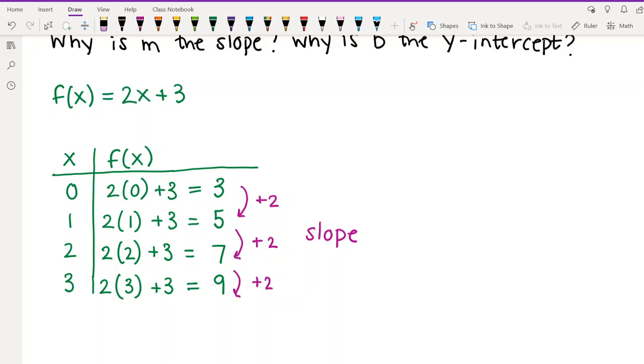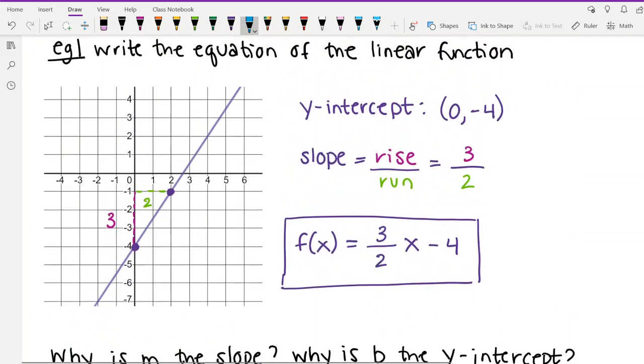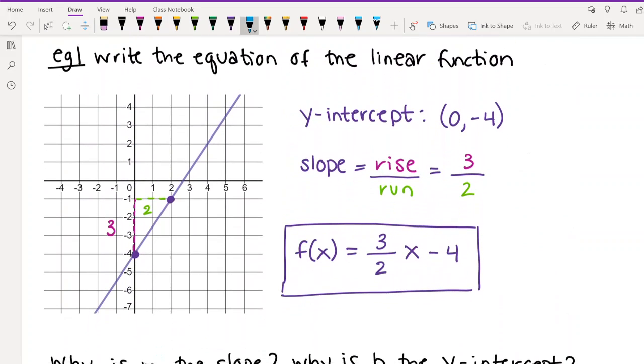So what about the y-intercept? Why is it that 3 ends up being the y-intercept? Well, when you plug in 0, let's look at the picture for a second. Y-intercepts always happen when x is equal to 0, right? Because that's where the graph crosses the y-axis, when x is equal to 0.